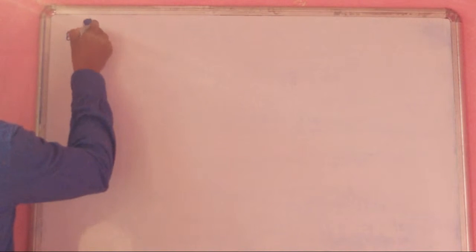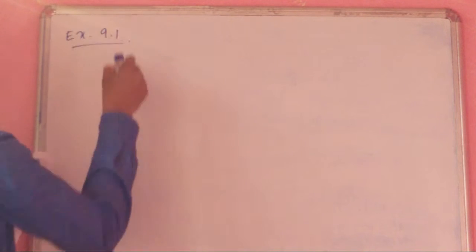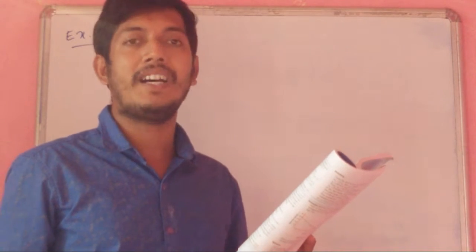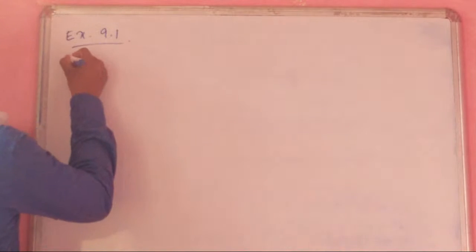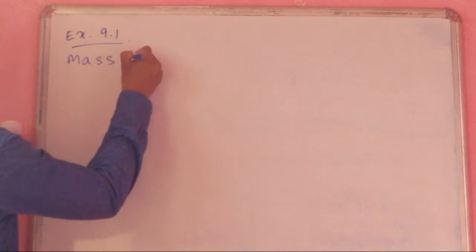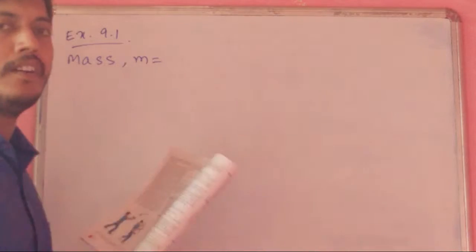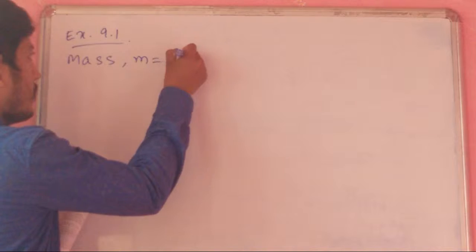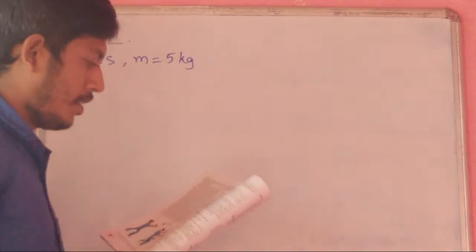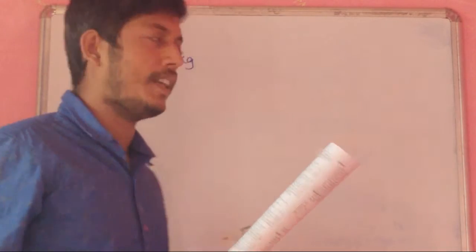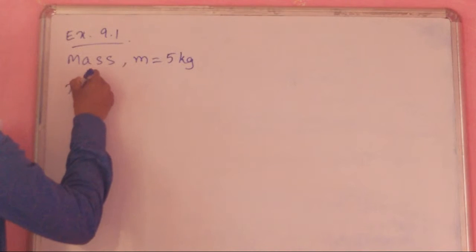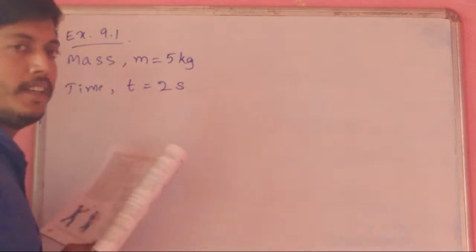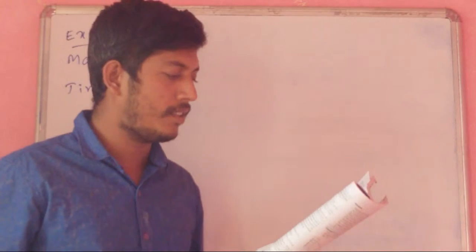Example 9.1. A constant force acts on an object of mass 5 kg. So first one is mass, comma small letter m. Small letter m is the symbol used to represent mass, that is 5 kg. The next, for a duration of 2 seconds, time is given, comma t equals to 2 seconds. Small s is the SI unit of time.